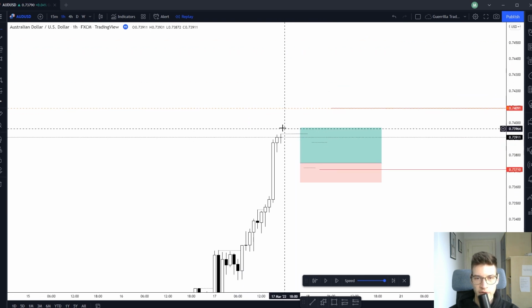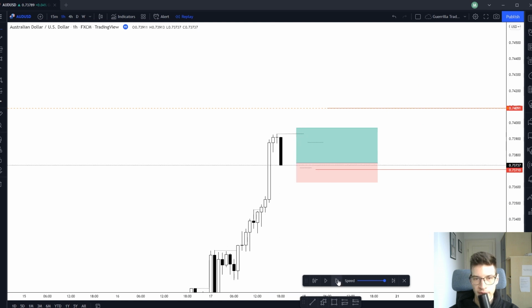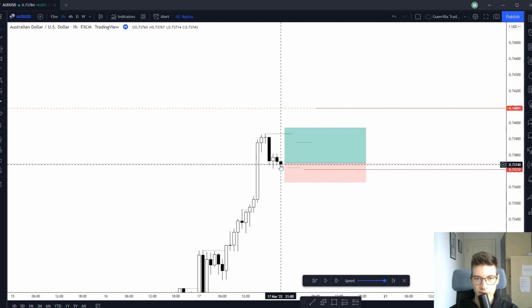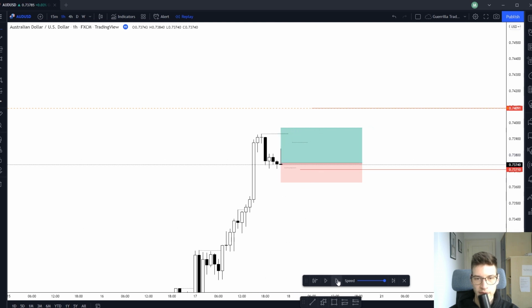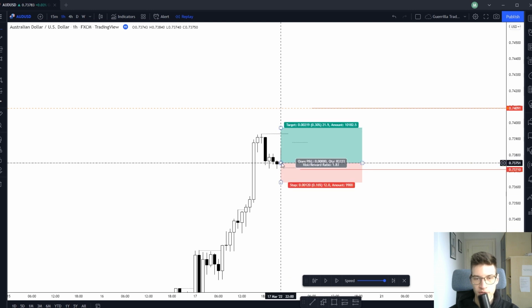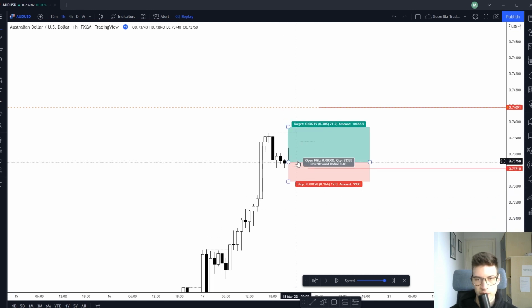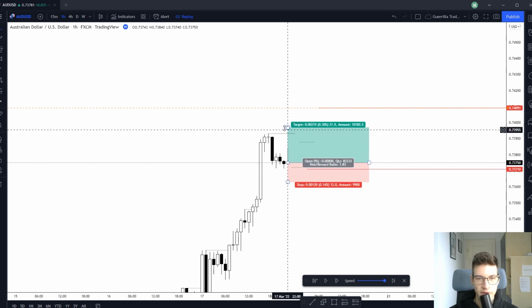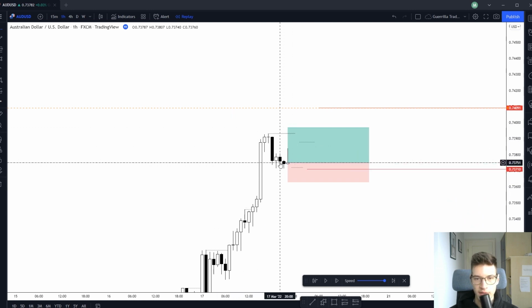So at this point I was very happy to look for a flag, and a flag actually formed, a very nice flag. So this would be the first part, small pullback, and then the second leg of the flag. So we broke the low, retraced. Entry candle would be this one, so the first bullish candle after the second leg forms. And this was a very nice textbook flag, small flag and a tight pattern.